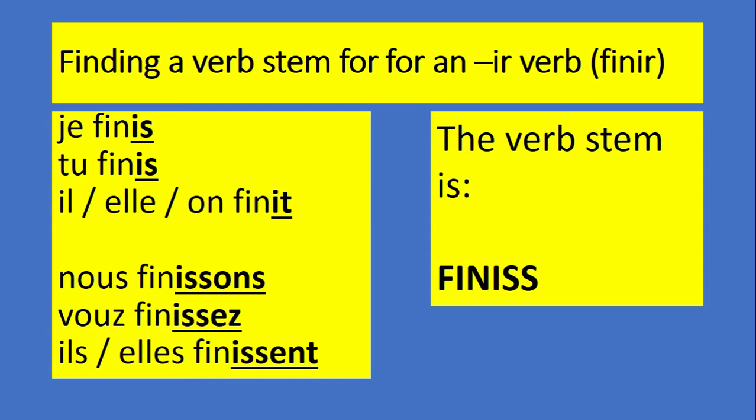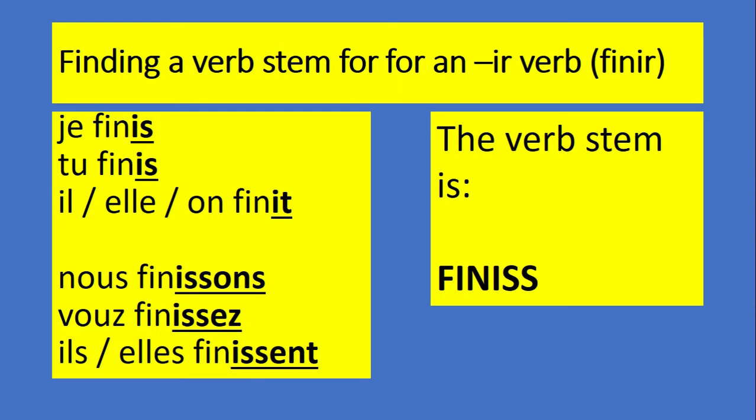F-I-N-I-S-S. Now if you remember, the cheat's method for the ER and the RE verbs was that you could get the stem simply by taking off the infinitive ending. But that doesn't work for IR verbs. If you take off the IR, you're just left with fin, F-I-N. That is not the verb stem. The verb stem is finiss.